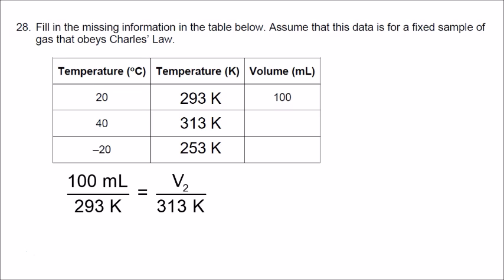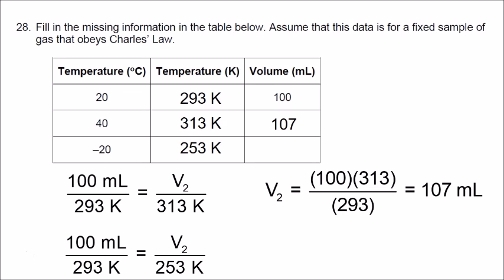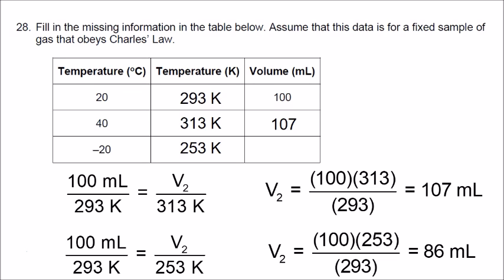All right, so if we're doing V over T equals V over T, 100 milliliters divided by 293 kelvins is equal to the new volume divided by 313 kelvins. And when we solve, V2 equals 100 times 313 divided by 293, and we get 107 milliliters. In the next example, 100 over 293 equals V2 over 253. So we do the math, 100 times 253 divided by 293, and we get 86 milliliters.